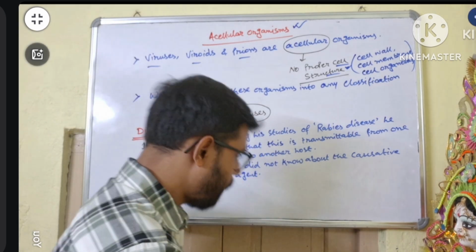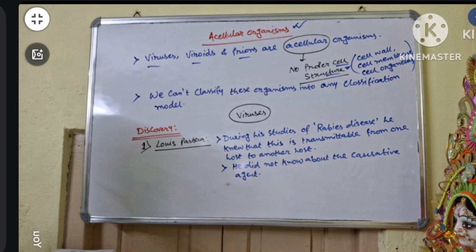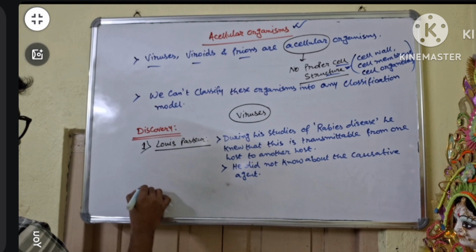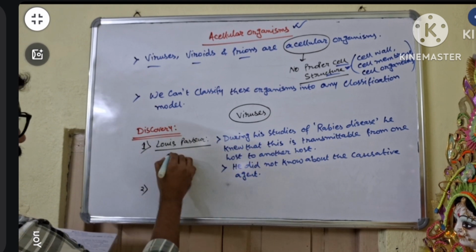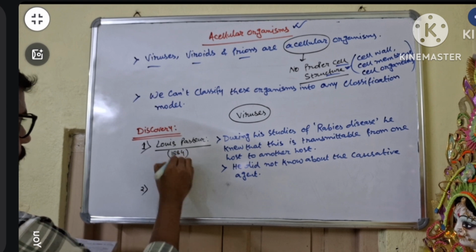Next scientist after Louis Pasteur's work, it is Ivanovsky. Louis Pasteur, this work is in 1884.